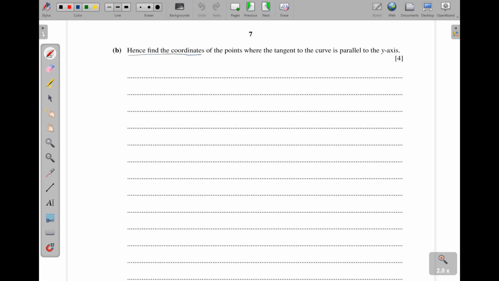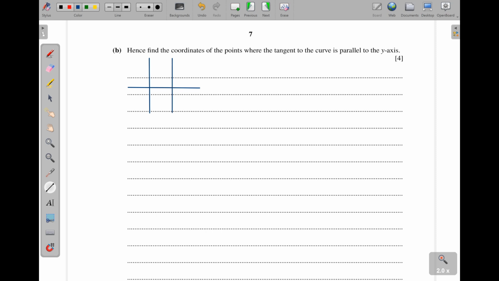Next, hence find the coordinates of the points where the tangent to the curve is parallel to the y-axis. I even talked about this, I think in the October/November paper 3-2. So what you do, you just draw your axes, something small. Let me draw a better one using a ruler. I have these two axes, and the line is parallel to the y-axis. Any line which is parallel to the y-axis is vertical.